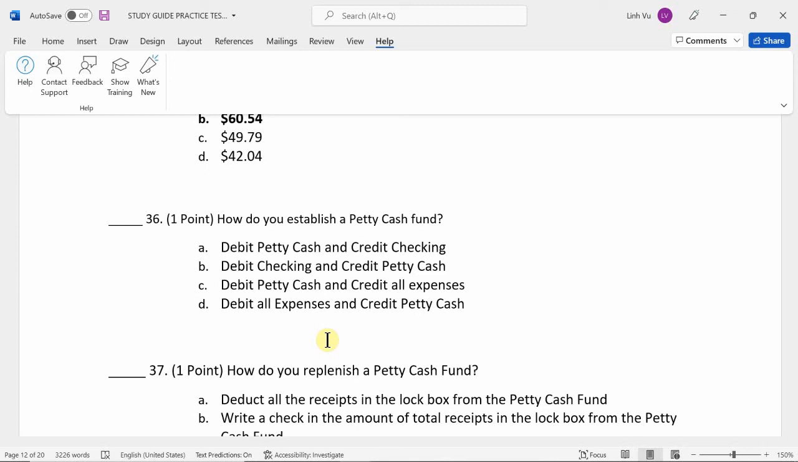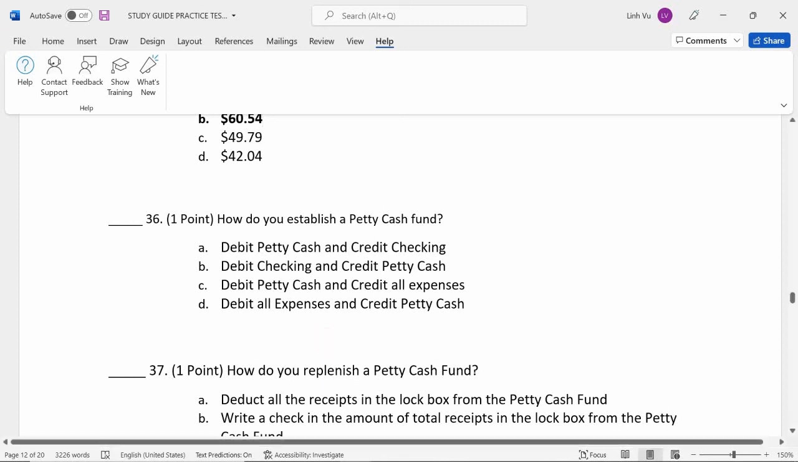A, right? You're going to debit your petty cash and credit your checking. Okay, let's take a look at the other answers. You're going to debit your checking and credit your petty cash? No, that's to close it. You're going to debit petty cash and credit all expenses? No, you're not. Okay? And then you're going to debit all expenses and credit petty cash? No, you never do that. Not even to replenish your petty cash fund. So A is correct, right?